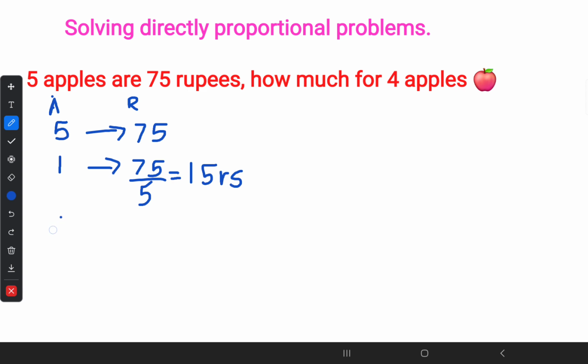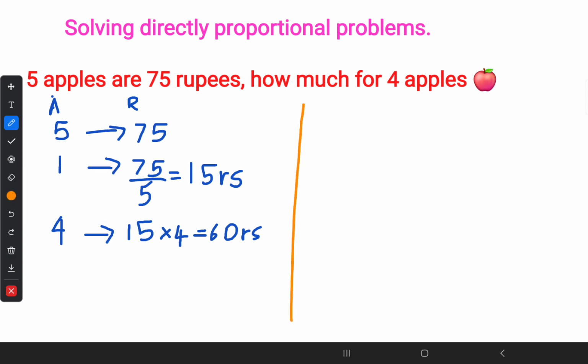From that, you can obtain 4 apples as 15 times 4. It would be 60 rupees. This is the method we used in earlier grades. To go from 5 apples to 4 apples, we cannot find it directly. That's why we go from 5 to 1, then 1 to 4. But by using proportion, we can solve this easily. For that, I will write the number of apples here and the amount of rupees I have to pay. If 5 apples are 75, next I have to find how much for 4 apples.